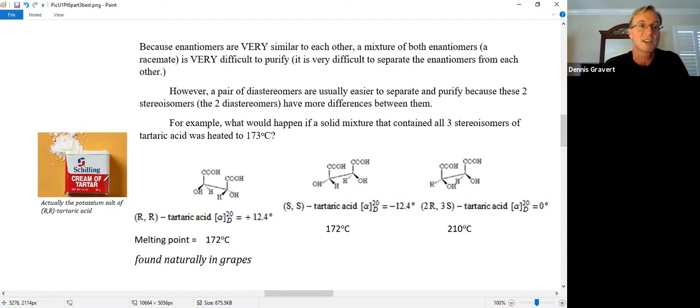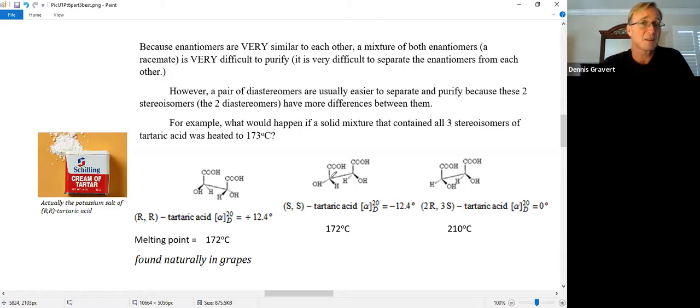You can buy cream of tartar, which happens to be the potassium salt of RR, is it tartaric acid? I don't know. This molecule right here. And it's a byproduct of the wine industry. It comes out of grapes, crystallizes out, filters out of the wine, and they sell it. The wine companies can get more money. Turns out nature in grapes only makes this form, this enantiomer. It doesn't make the non-superimposable mirror image.